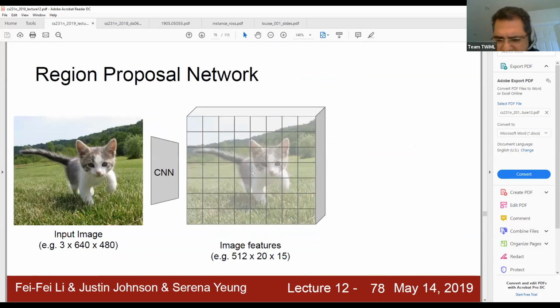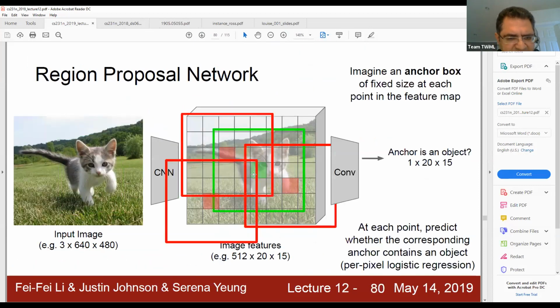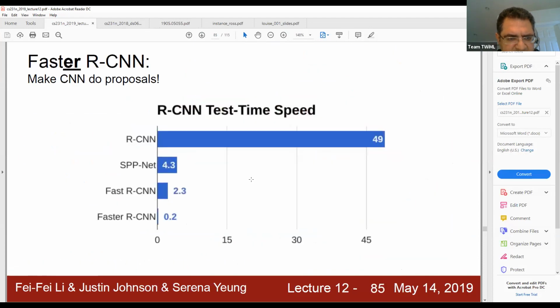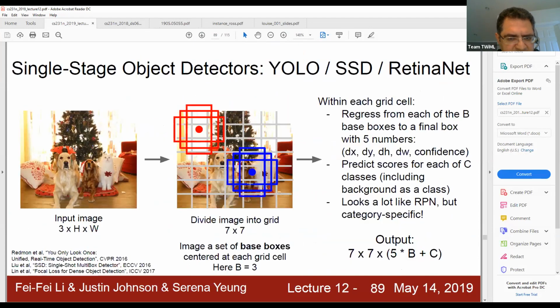Maybe one last thing, since I'm almost out of time. This was what I was telling you about, speed versus accuracy. In the earlier stage, in Fast R-CNN and Faster R-CNN, we had region proposals, and we tried to get the region proposals and then have a convolution and then do the classification. So in these single-stage object detectors, what they did is they said, okay, I don't want to do all that.